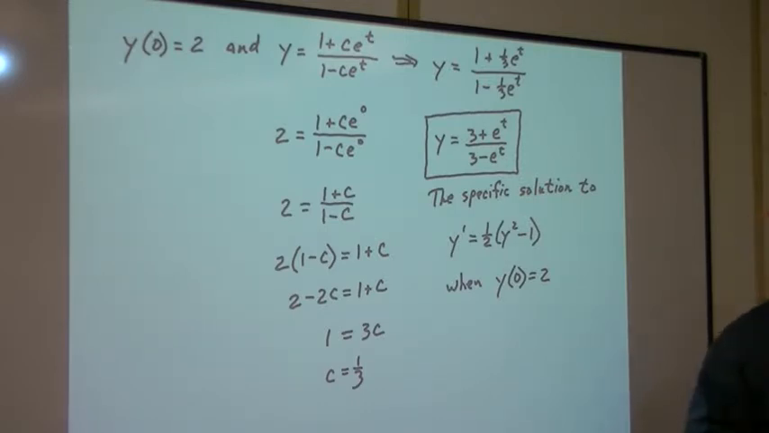Now, let's take a look on page 590. And what you can see is that y equals 1 plus CE to the t over 1 minus CE to the t is a family of solutions. So for any given t value, we're going to have different c values. So notice on the graph figure 5 shows that entire family of solutions depending on what c is.